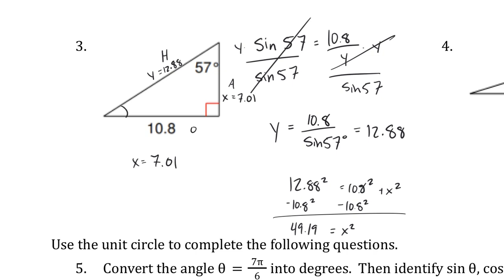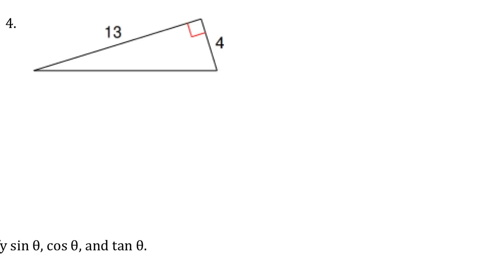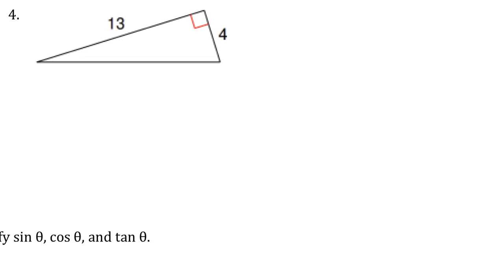Last angle is this one, and so I have to do 180 minus 57 minus 90 is 33. So this is a 33-degree angle. Okay. Where I'm going to start with this one is actually finding the hypotenuse. So I'm going to do 13 squared plus 4 squared equals the hypotenuse squared. I'm going to call this c squared. And so 13 squared plus 4 squared is 185. So c equals the square root of 185.